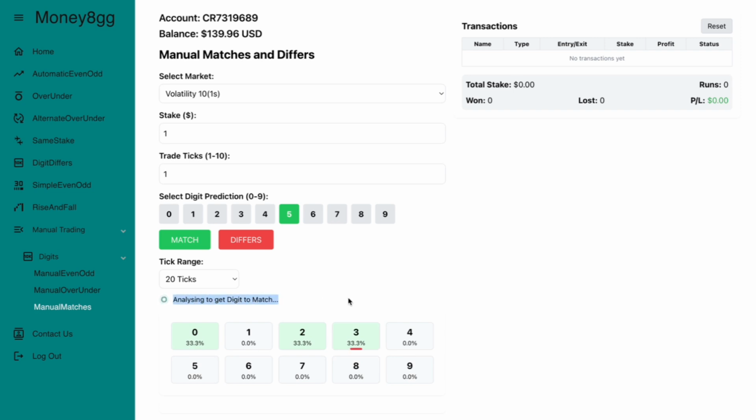And we also have a good analysis to get digit match there. So it's been a pleasure walking you through. We made $39.96. I promise the next time we're gonna do 100 to 1,000.